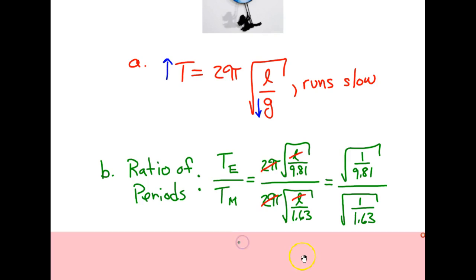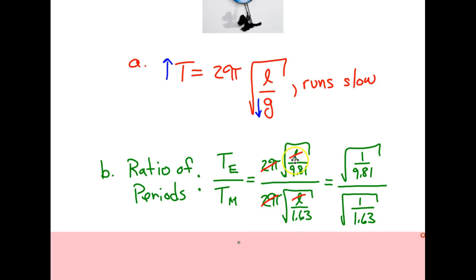The first thing we need to do here is find the ratio of pendulum time. So the ratio of the periods. We're going to compare the period of a pendulum on the Earth to the period of the pendulum on the moon. The period of the pendulum on the Earth would be 2 pi square root L over 9.81. The period of the pendulum on the moon would be 2 pi square root, same length, so that doesn't change, over 1.63.